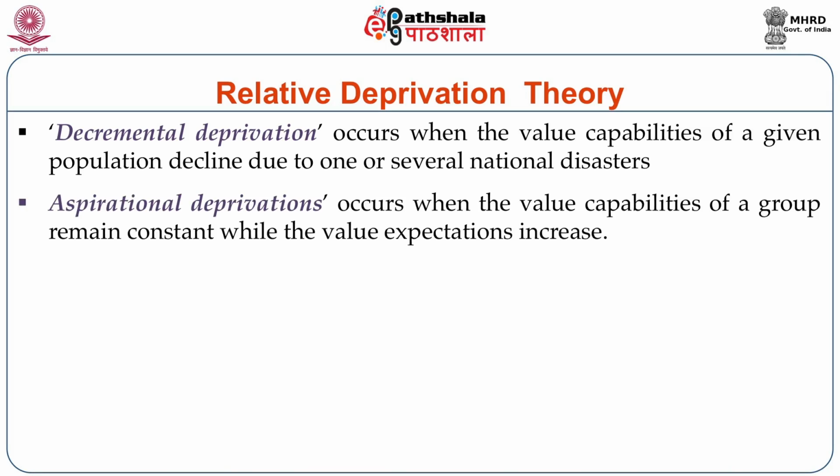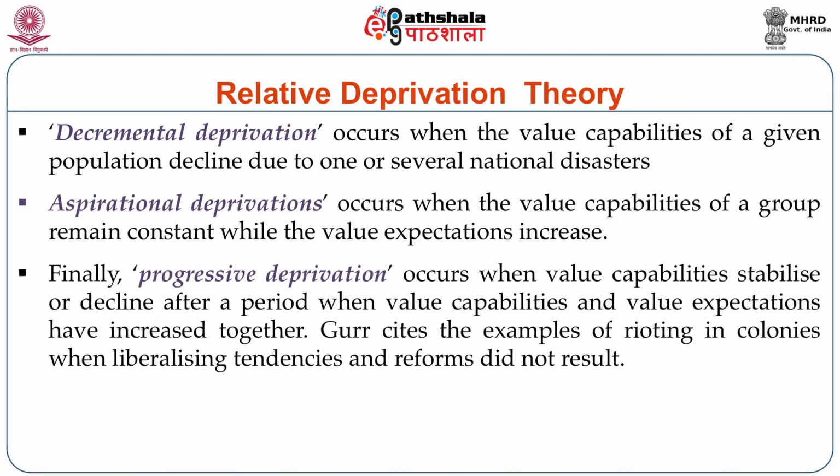Now, aspirational deprivation occurs when the value capabilities of a group remain constant, while the value expectations increase. Finally, progressive deprivation occurs when value capabilities stabilize or decline after a period when value capabilities and value expectations have increased together. Gurr cites the examples of rioting in colonies when liberalizing tendencies and reforms did not result.